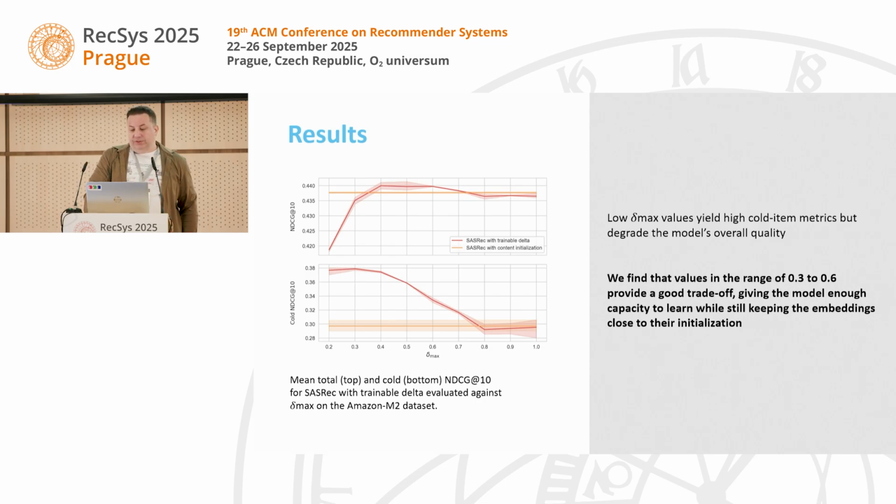We also found that the correction vector norm plays a critical role. Too small means no adaptability. Too large, and the cold start advantage is lost. We find that values in the range 0.3 to 0.6 provide a good trade-off, giving the model enough capacity to learn while still keeping the embeddings closer to their initialization. In this case, the minimum similarity is about 0.8. It's really close to the original embeddings.